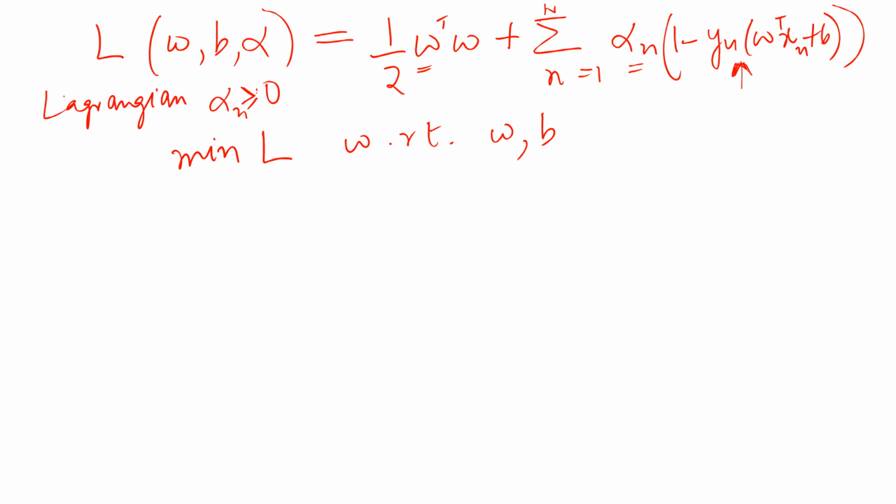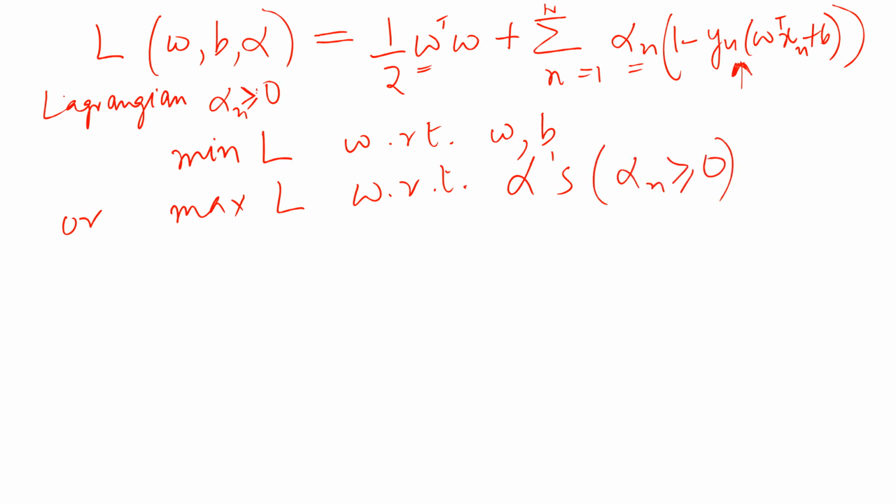So what exactly am I trying to do? I'm trying to minimize my L with respect to my weights. Another way to think about it is that I'm trying to maximize my L with respect to my alphas, because we need alpha n greater than or equal to 0, and only then will I get the optimal solution to my original problem. So either do this or this, both should work well with the overall result.